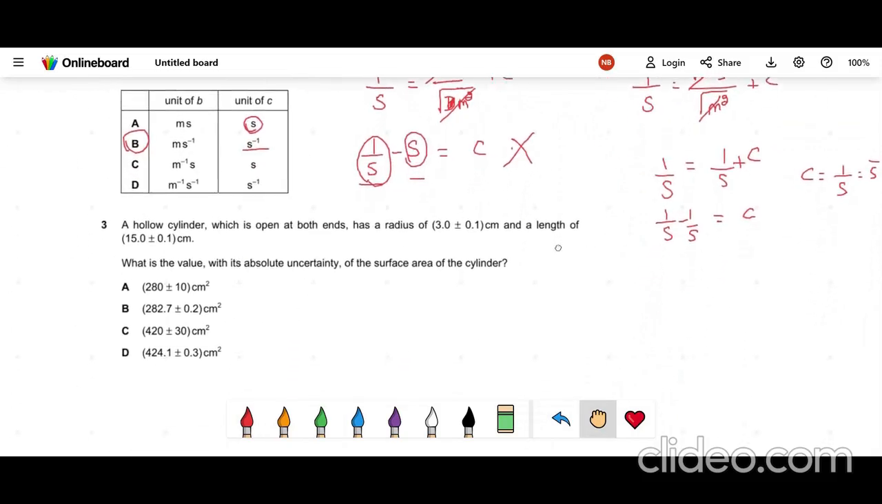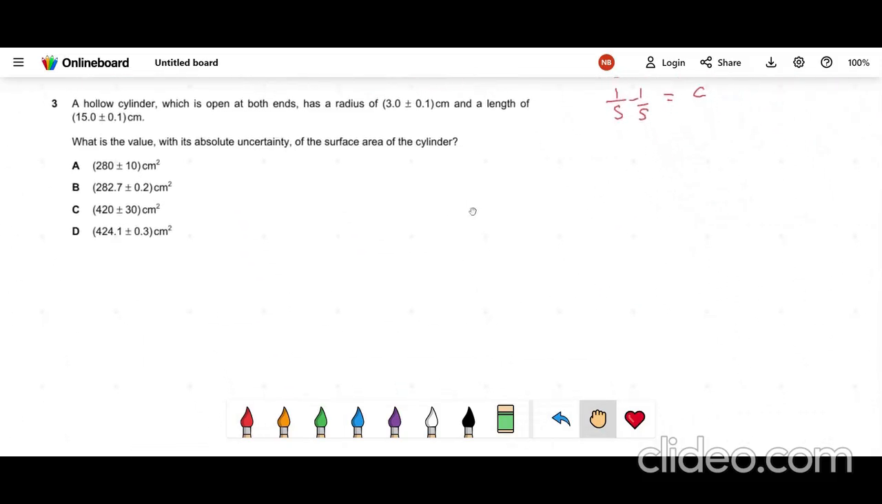In question number 3, they have taken the hollow cylinder and the correct value they have given. If you don't know anything about the question, just write the given data, that will give you some idea. 3 centimeter is the radius of the cylinder, and delta r is the absolute error or absolute uncertainty. All are given in centimeter, not necessary to worry about that, because here also centimeter squared answer is given. That is why it is not necessary to convert that into SI unit. And then h will be 15 centimeter, and delta h will be 0.1 centimeter.